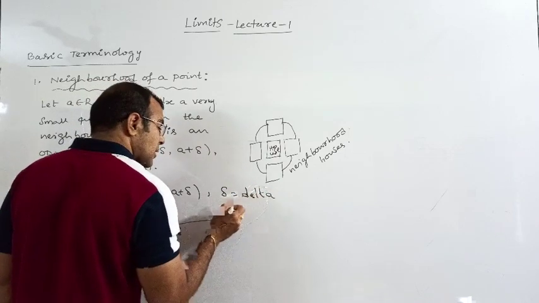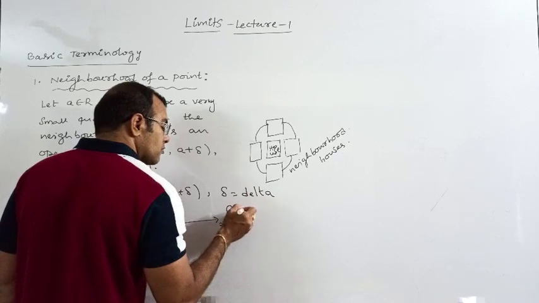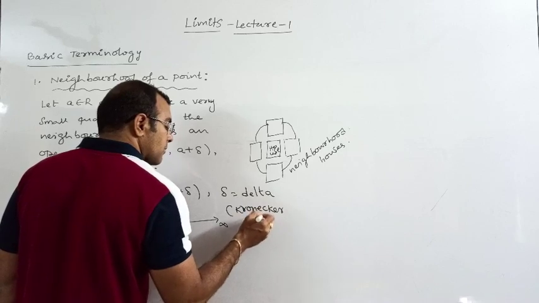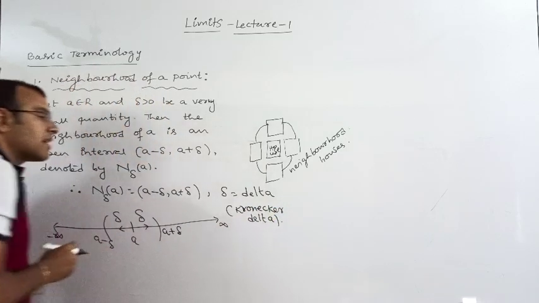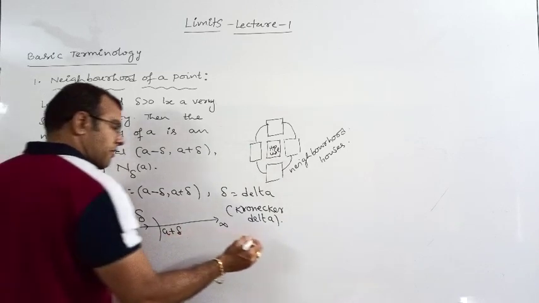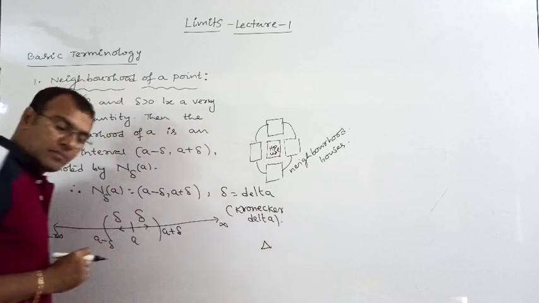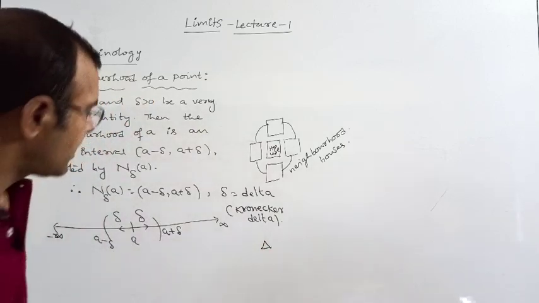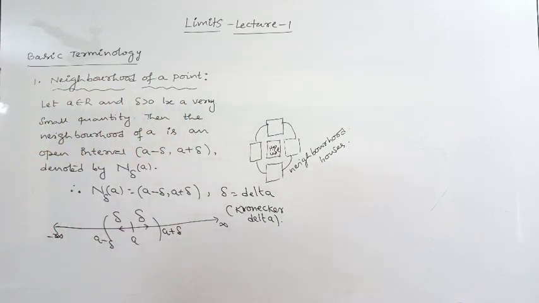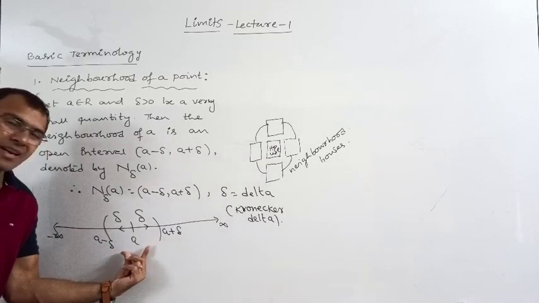Here I am writing, we read this as delta, but actually this is a Kronecker delta. We use this symbol very frequently, because we call this also a delta. There is a lot of difference between these two operators. The other delta represents the area of a triangle, or the discriminant of a quadratic equation. There are several things. Now you see, this is the neighborhood.